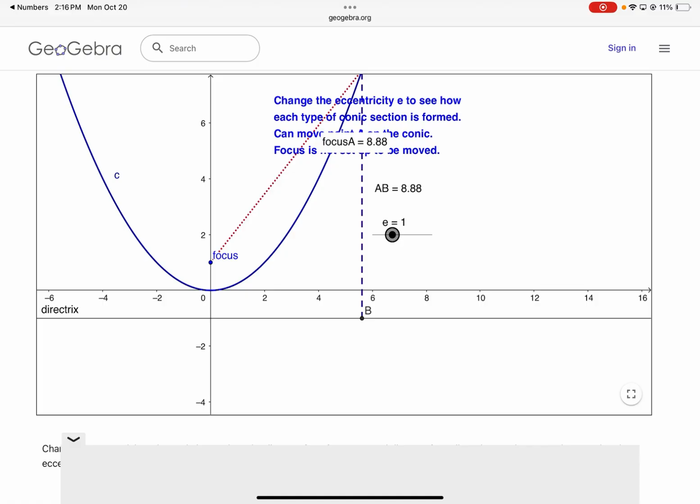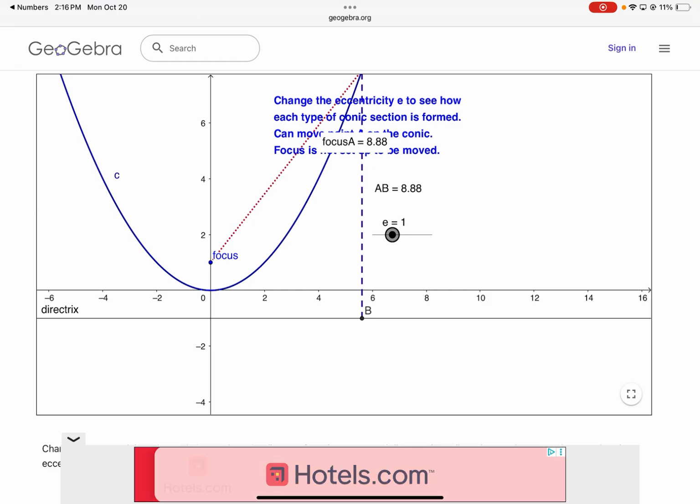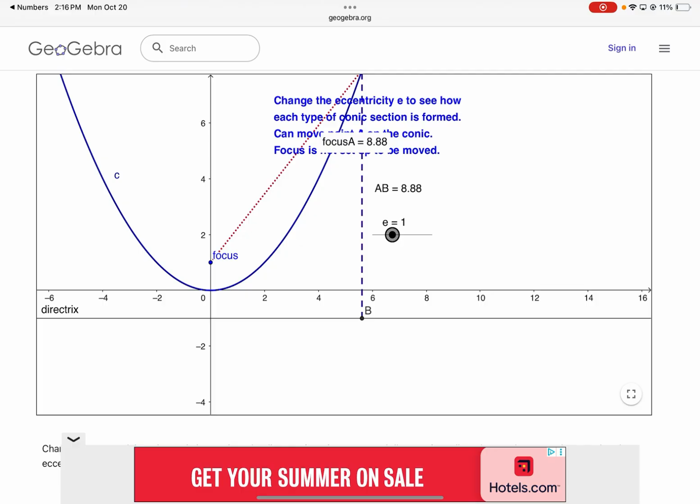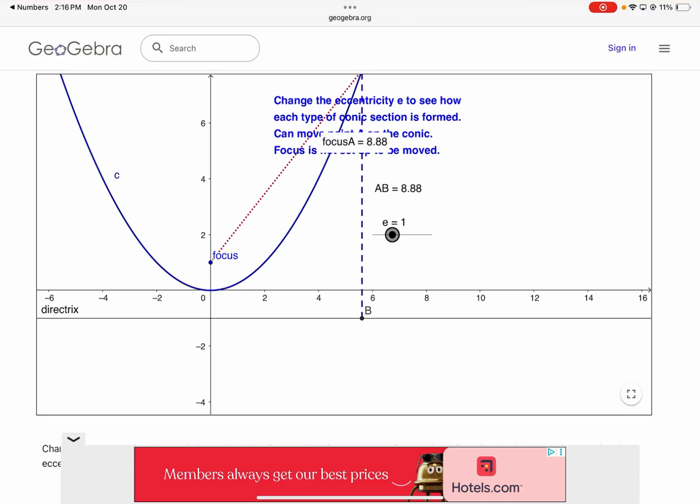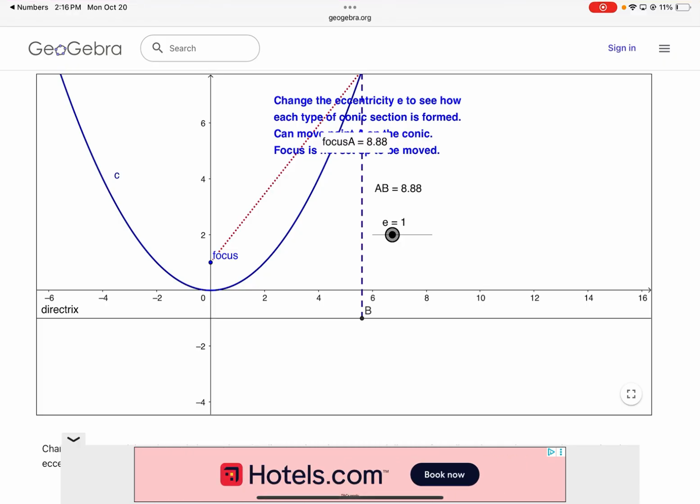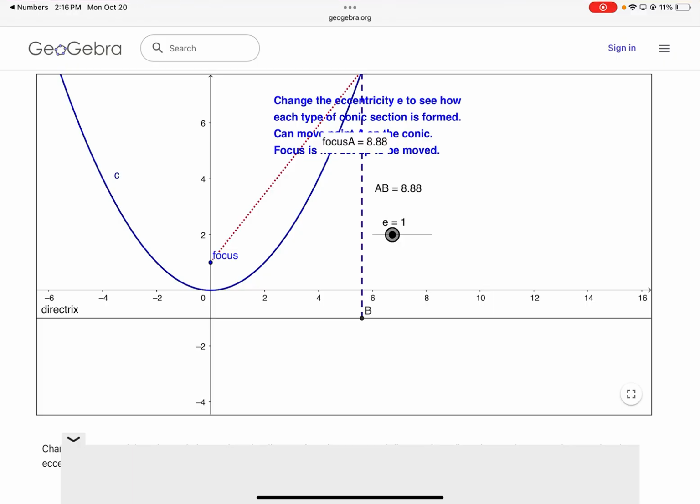Okay, so this would be a parabola. And the parabola is the one conic we've looked at already that has a directrix associated with it. And we said the distance from any point on the parabola to the directrix should be the same as the distance from that point to the focus, right? Well, think, if those two distances are equal to each other, what's the ratio of them going to be? It's going to be exactly 1, right?